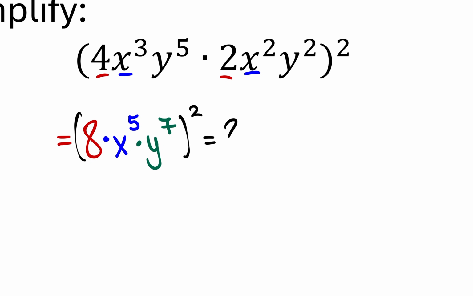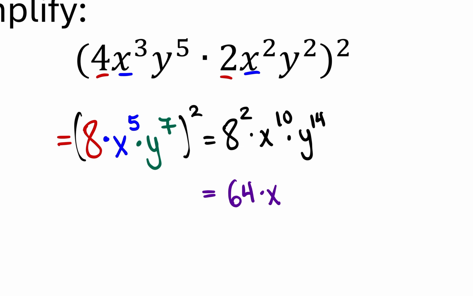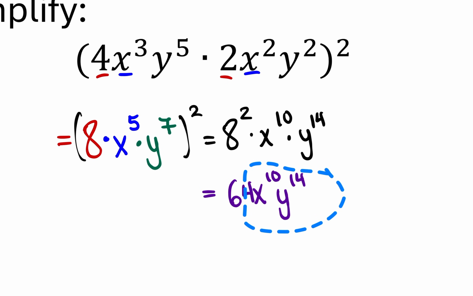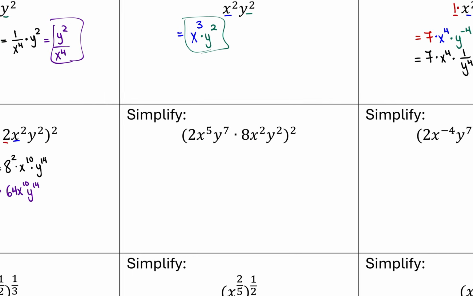So this is going to turn into what? 8 to the second times x to the 10 times y to the 14th. And this is going to give us a final solution of 64 times x to the 10 times y to the 14th. We don't have to put that little times right there. There we go. All right, moving on to the next question.